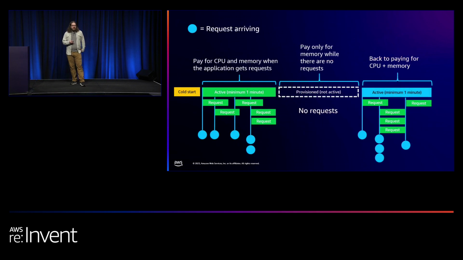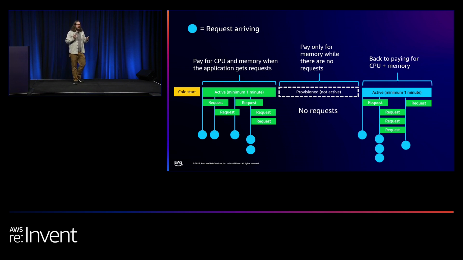Now, the interesting thing about this model is it allows us to offer a fairly unique pricing model for this particular service. This diagram visualizes how it works. You see an initial cold start for your application, and then you see requests arrive. The requests are those blue circles.